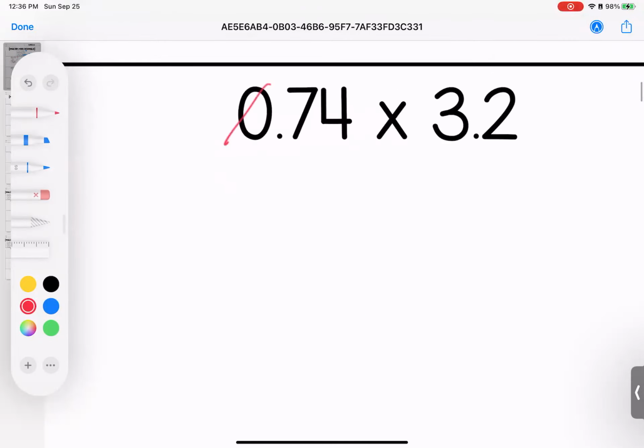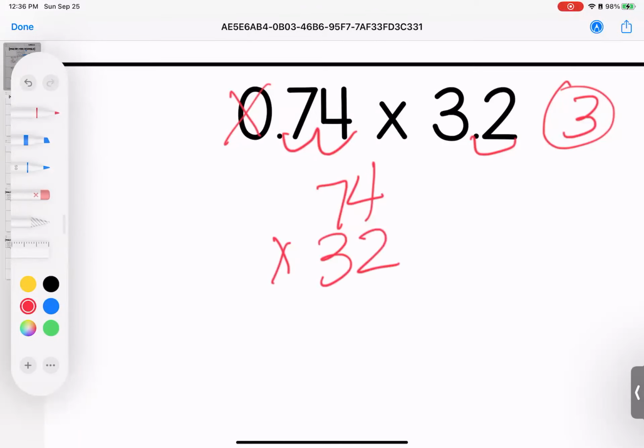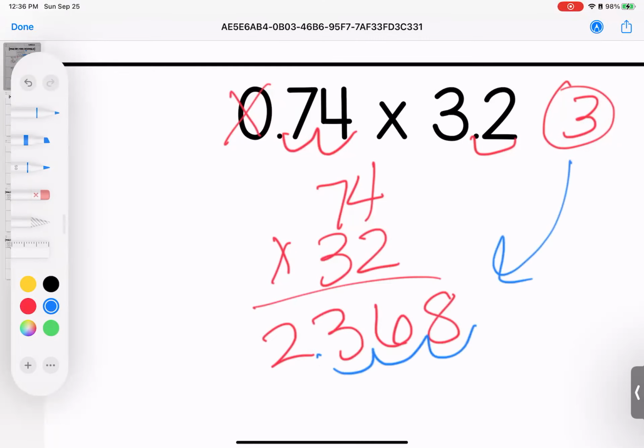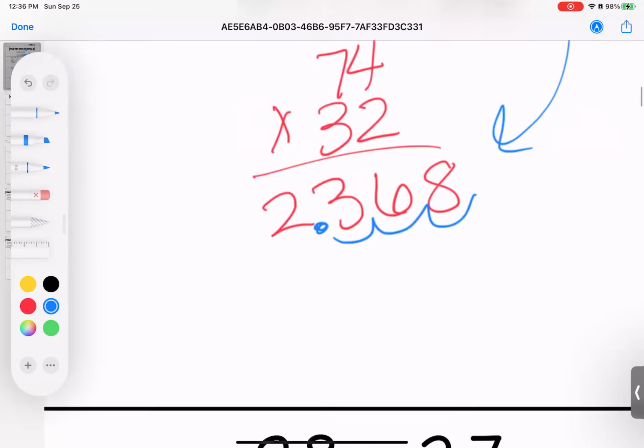Over to here. Drop my 0. 1, 2, 3. 74 times 32. When I multiply, I get 2, 3, 6, 8. Bring my decimal back in. 1, 2, 3, 2 and 368 thousandths.